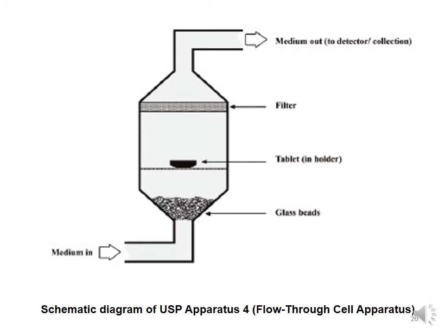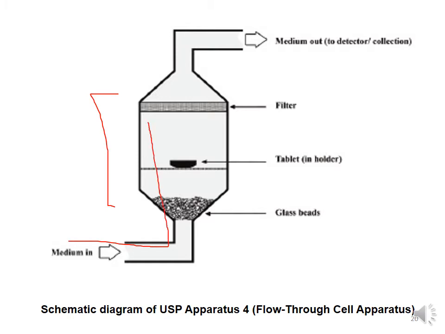This is USP Apparatus 4, the flow-through cell apparatus. The assembly consists of a reservoir and a pump for the dissolution medium, a flow-through cell, and a water bath that maintains the dissolution medium at 37 degrees Celsius. The pump forces the dissolution medium upwards through the flow-through cell.